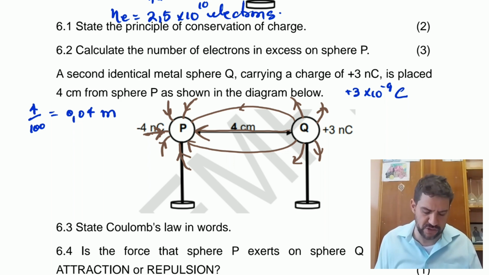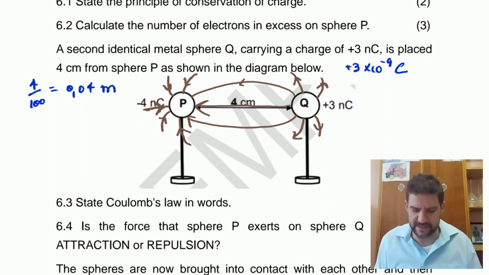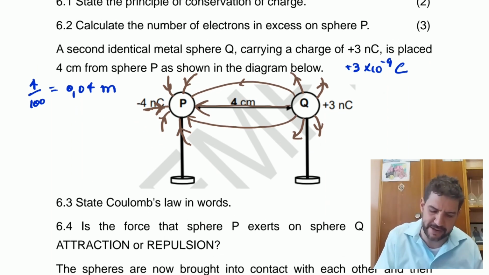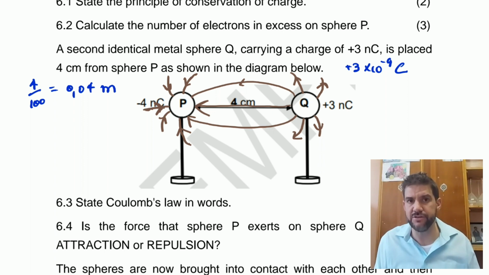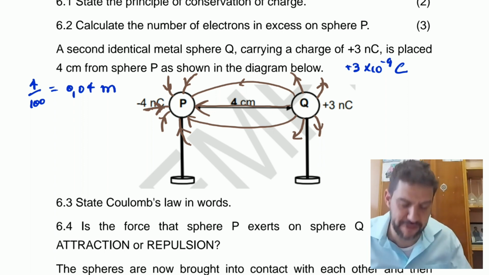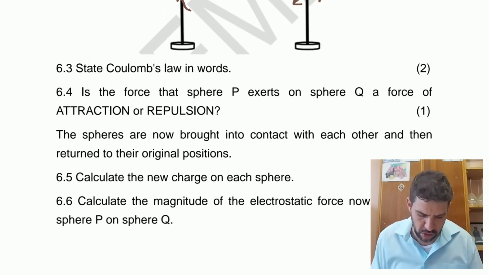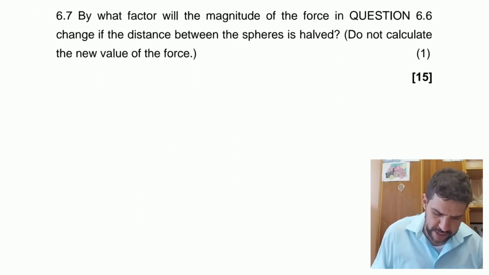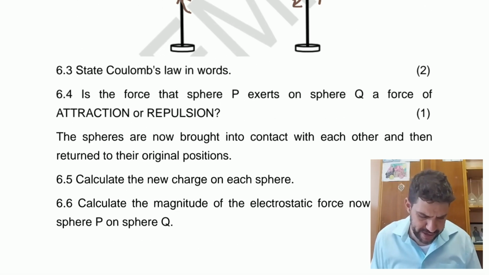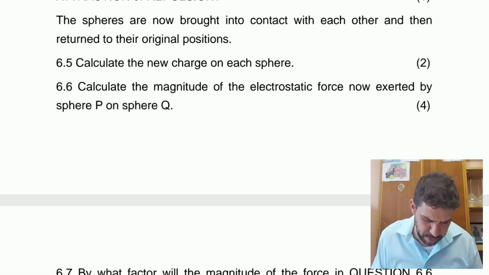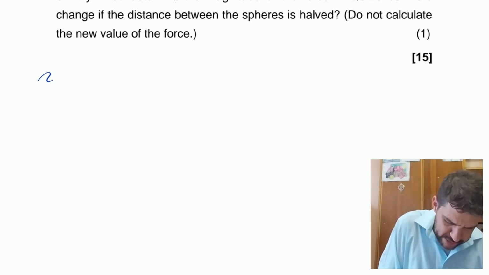All right, now question 6.3: state Coulomb's law. Guys, Coulomb's law is going to be asked in the exam. It is always there, it's always been there, and the formula for Coulomb's law can tell you that specific law. So let's write the law here at the bottom, question 6.3.